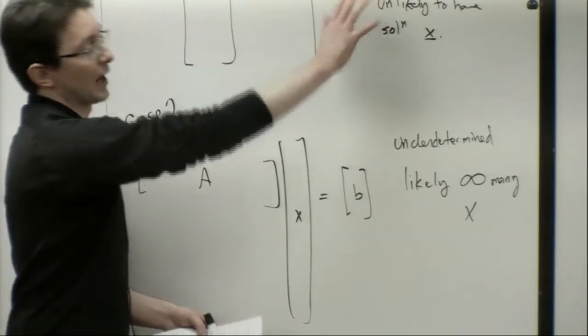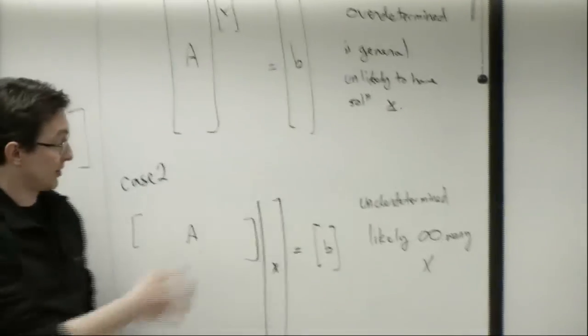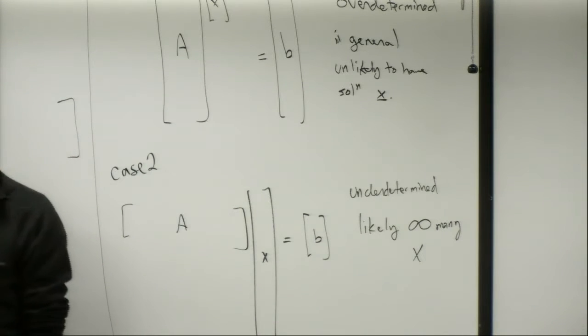These are just general guidelines. They're not always true. Sometimes I'll have infinitely many solutions to an overdetermined system. Sometimes I'll have no solutions to an underdetermined system. When might I have no solutions to the system?